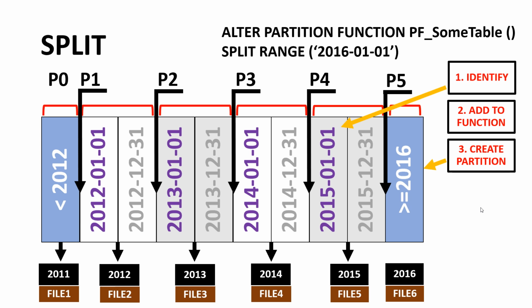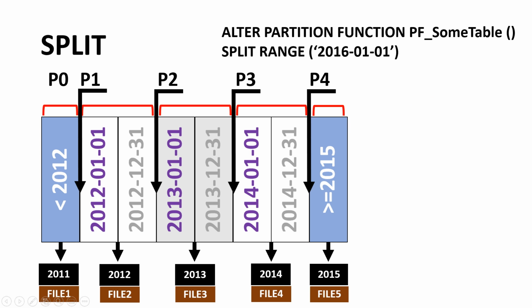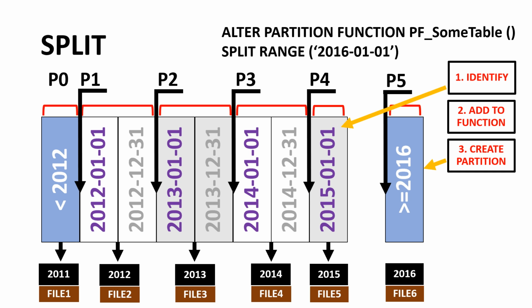Move this to the right, to the left. So any rows that are greater than or equal to the value you specified will get moved from the formerly maximum partition. Let me go back here. All right. Let's say you had data in this 2015 partition for 2016 and beyond, and you had 50 billion rows. So we're going to go through these steps.